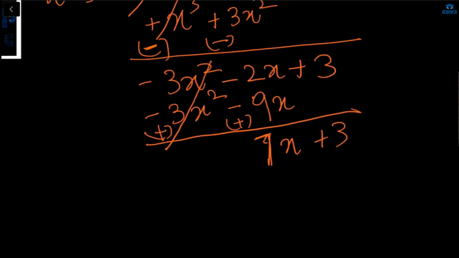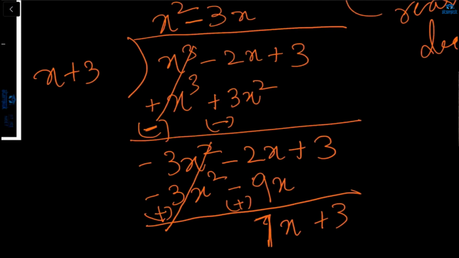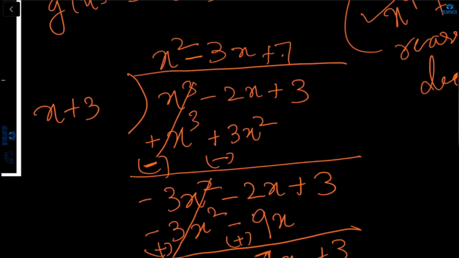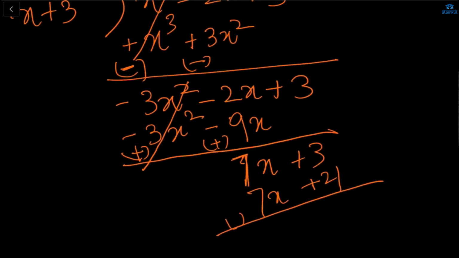Okay, now the next number, you need to cancel 7x here, so x is already here, you just need to multiply with 7. If you multiply it by 7, the sign will be altered, this will be cancelled, and then here you get a remainder of minus 18. Okay, so this is the remainder.